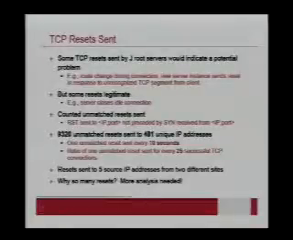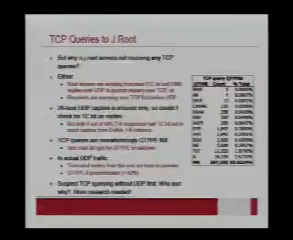So why did we see so many resets? That we didn't really have time to make part of the analysis. We do have to make a next presentation about why there are so many resets. That's a very interesting topic.